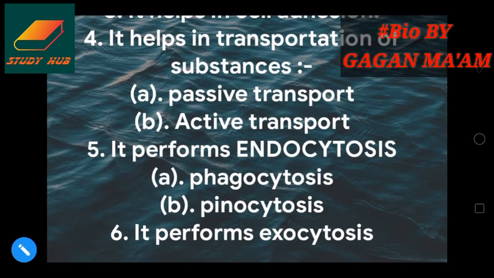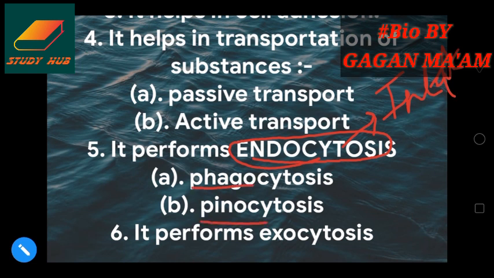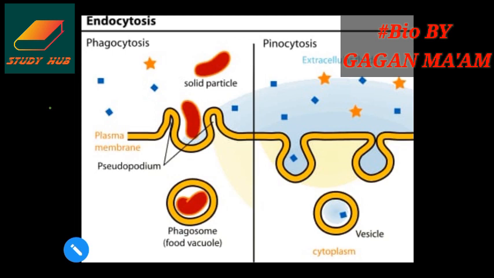Next point is it performs endocytosis. Now what is this endocytosis? The intake of substances with the help of plasma membrane is termed as endocytosis. Endocytosis is of two types, phagocytosis and pinocytosis. As the name suggests, phagocytosis is the intake of solid substances, whereas pinocytosis is the intake of liquid substances. Here you can see phagocytosis.